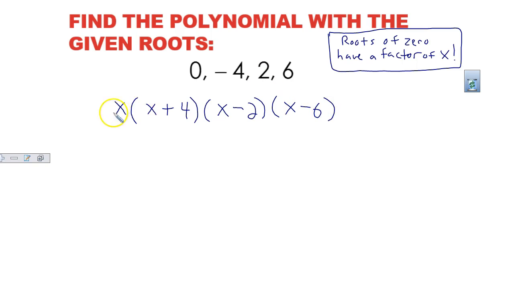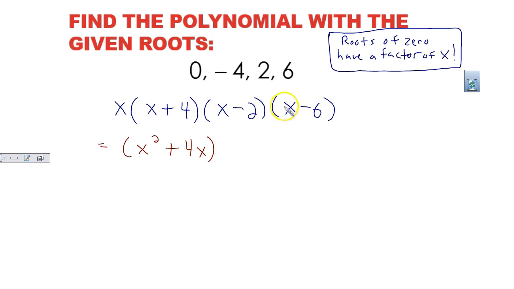So here we've got x times x plus 4, and then x squared times, x minus 2 times x minus 6. Now, when I'm multiplying these out, I usually work with 2 at a time. So I'll start with x times x plus 4, where I'll distribute that x into the parentheses to give me x squared plus 4x.